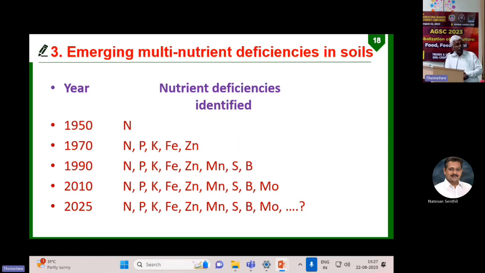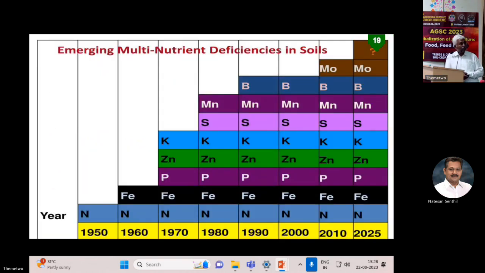If you see the sequence of deficiencies that have been identified, immediately after independence there was only one nutrient that was deficient, identified way back in 1950. If you take 2010, there are 9 nutrients identified as deficient. In due course of time, let us assume 2025, some more nutrients will be added in the sequence of deficiency. The same is narrated here in the form of a graphical representation. This clearly indicates the grave situation of the deficiency that is coming.